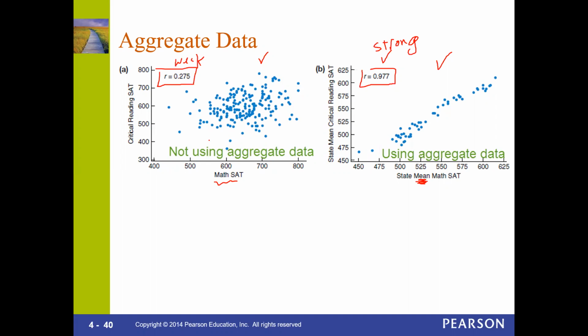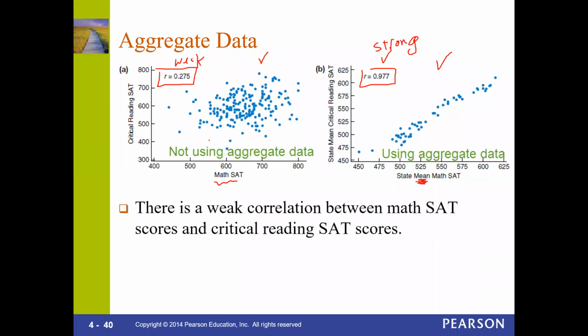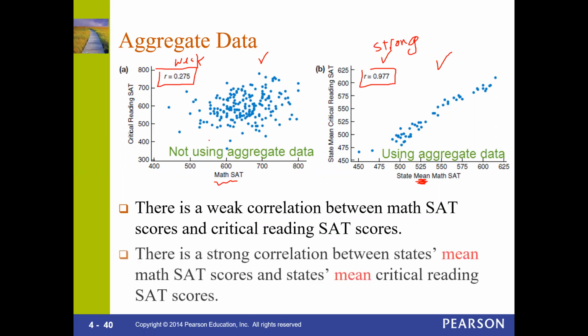So in the future, if it is an aggregate value, then you have to use mean. You see, there's a weak correlation between math SAT scores and critical reading SAT scores. One is the math SAT score, the other is the critical reading SAT score. There's a weak correlation. But if you use the average values, it has a strong correlation. So that's between state means for math SAT scores and state means for critical reading scores. You just have to make sure that you use the term mean or average.